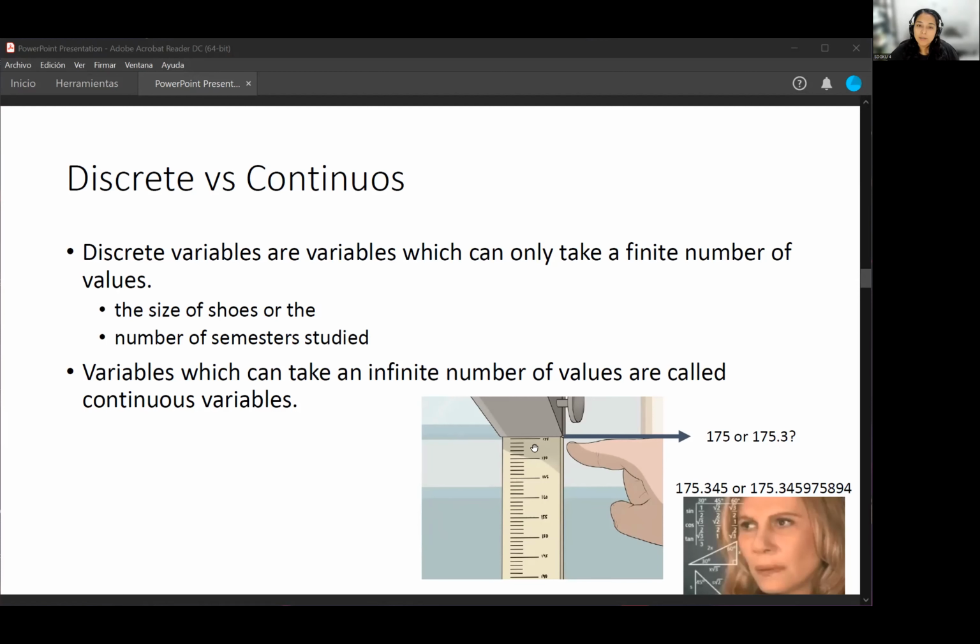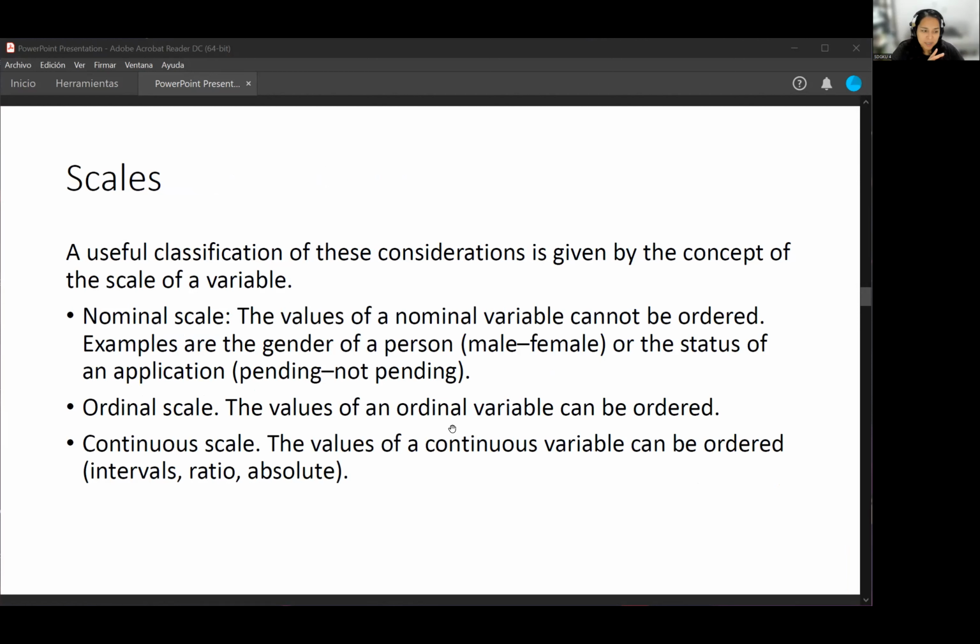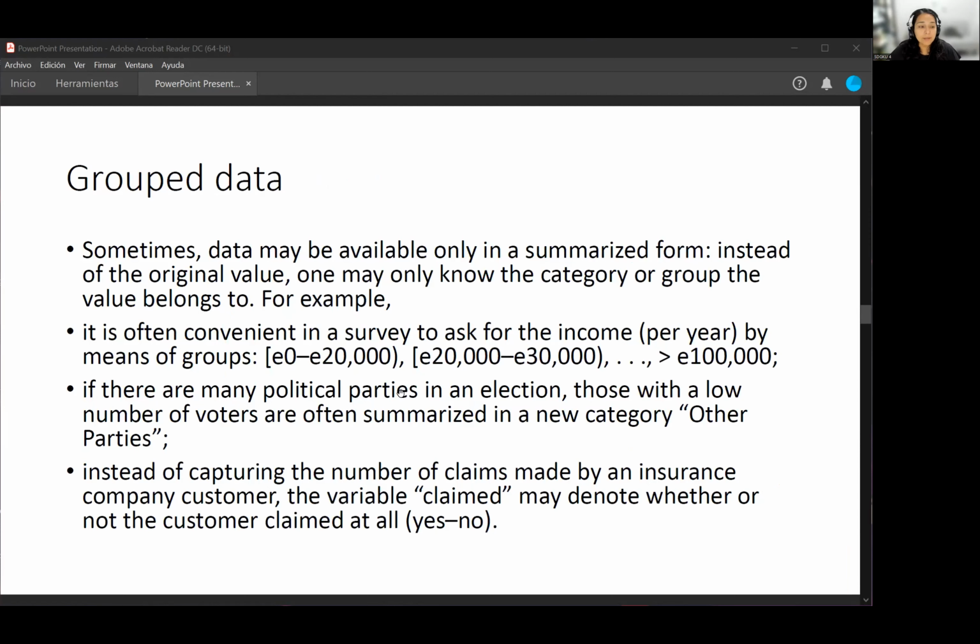The weight, the height, the time are variables where we cannot know exactly what the measure was. We have an infinite number of points between 175 and 175.1. We have infinite numbers between those two numbers. For that reason, it's continuous. We use scales to cut those values and have something we can work with, but the nature of those variables is discrete, continuous, or qualitative.